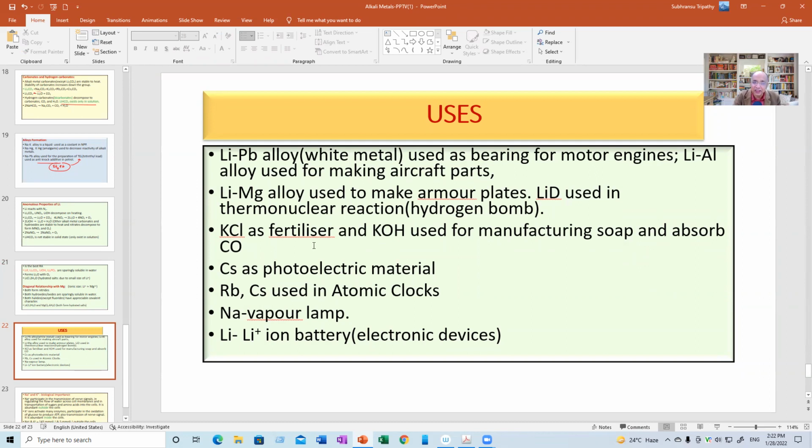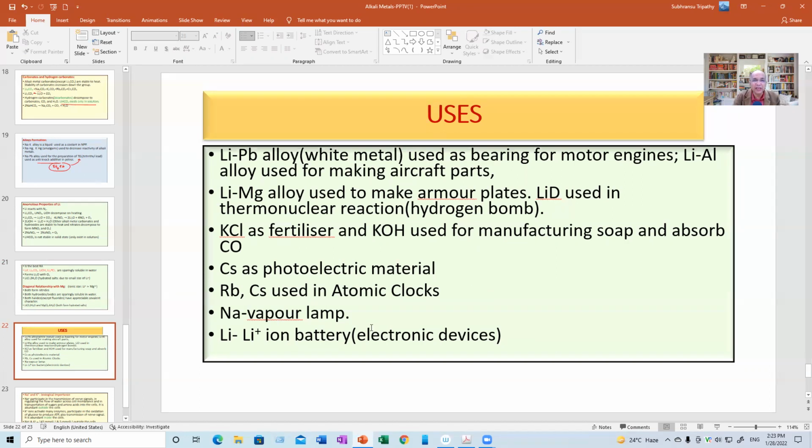Potassium chloride is used as a potassium fertilizer. Potassium hydroxide for getting soaps, and many alkaline reactions as catalysts. And it can also absorb carbon monoxide. Cesium as a photoelectric material. Rubidium, cesium as atomic clocks. Nowadays, the best timekeeper is being done by atomic level clocks. So rubidium, cesium are used for atomic clocks.